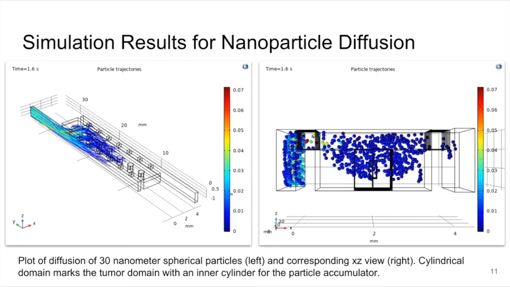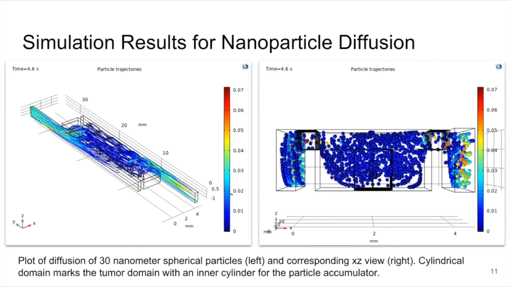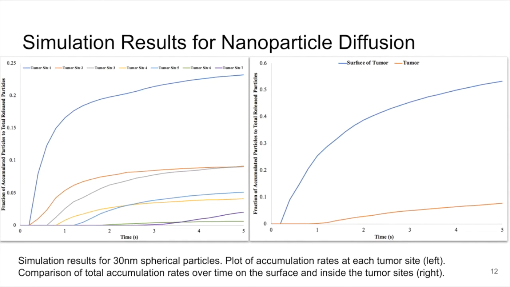In order to simulate the movement of drug carriers, such as nanoparticles, we ran studies using the particle tracer interface in COMSOL. The simulations determine the particle trajectories, which we use to determine accumulation rates on the surface and inside the tumor domain. The accumulation rates at each tumor site in the microfluidic device is shown in the graph to the left. The results of this study can be used to test relative accumulation rates of different tumors seated at each tumor site. The second graph shows the results in comparing the accumulation rates on the surface and inside the tumor sites.